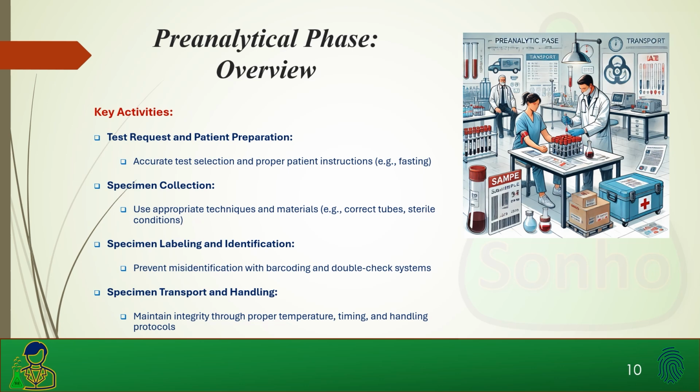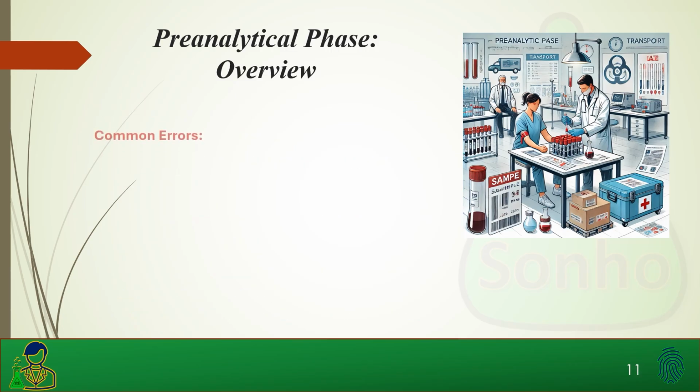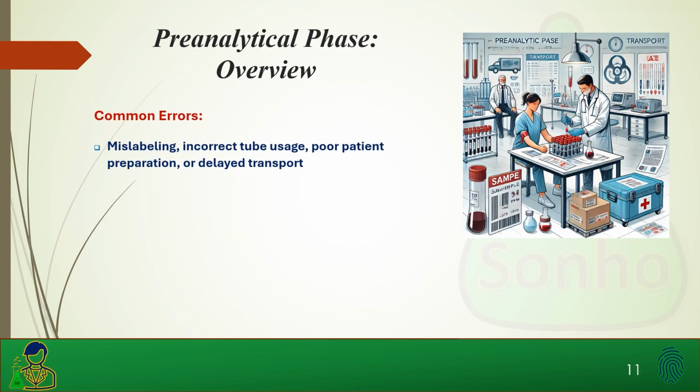So these are all very important, and these are all aspects of the pre-analytical phase that really does impact the lab, and it impacts not just the laboratory results, but also the overall patient results. Some common errors in the pre-analytical phase include mislabeling, incorrect tube usage, poor patient preparation, or delayed transport.